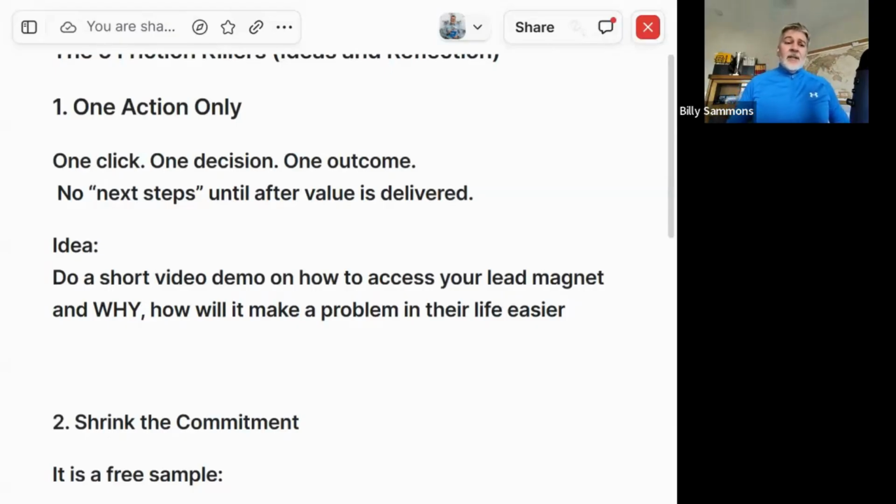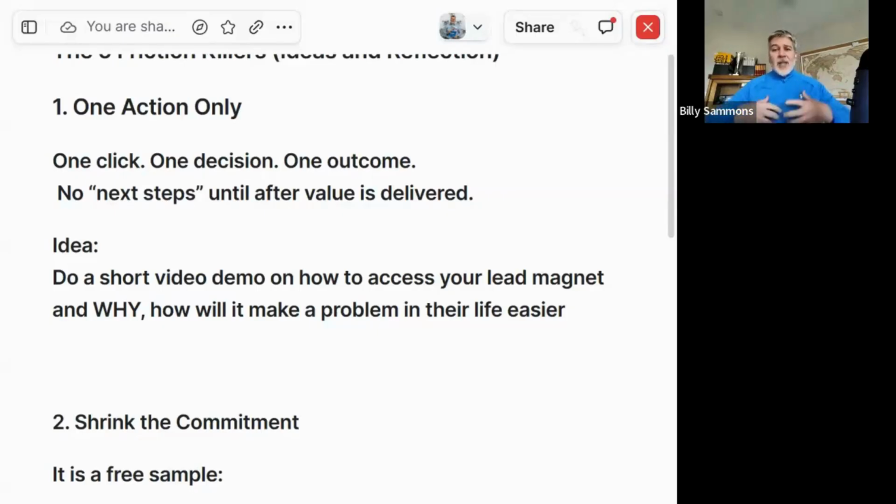The idea today is to make a short demo video, and use that as your social media content. And then in it, you'll have a link to the lead magnet. So the video will do a demo of how to access the lead magnet and why it will make their lives easier. If you do it in the demo, all that's done. They know how to do it, why they should be doing it, and what problem it solves. And if you do that as part of a short video, with the lead magnet click at the bottom, then they've already been prepped.